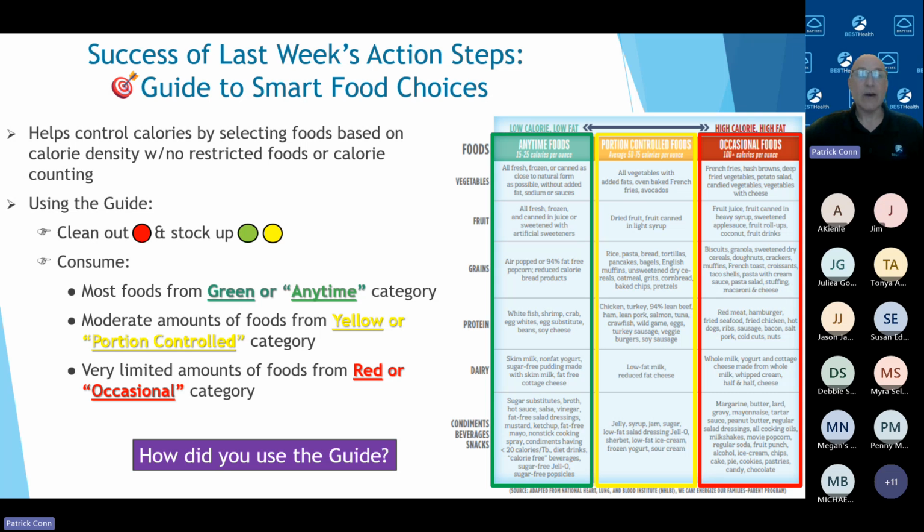All right. Now, I have a question. If anyone is interested in answering this either through a chat or unmuting yourself, if you're comfortable in doing this. And the question is, how did you use the guide to smart food choices? So, how did you use the guide to smart food choices? If you want to share anything, again, you can unmute your mic. You can send a chat.